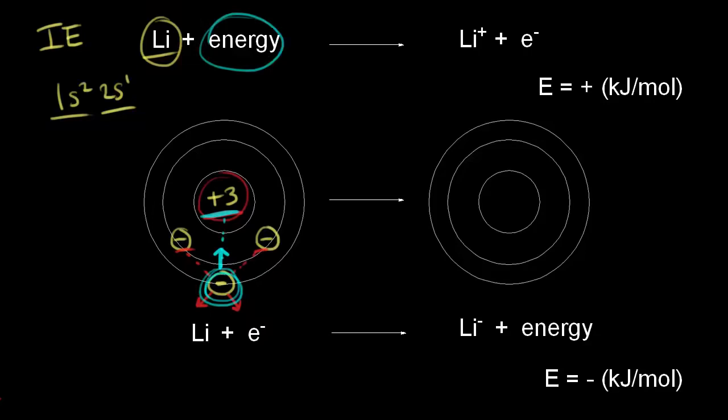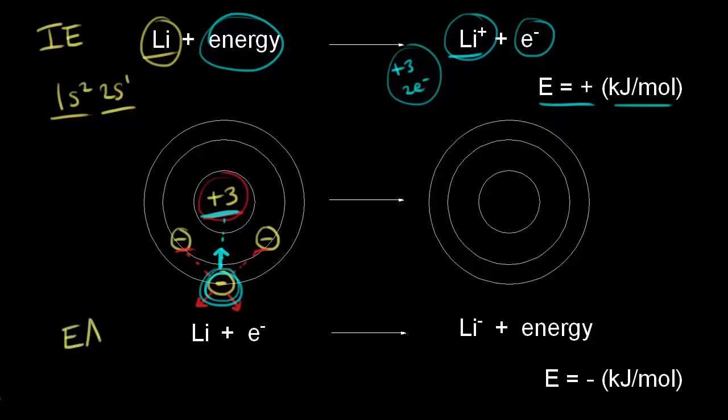So if we pull away that outermost electron, we lose our valence electron and we're left with a lithium ion with a positive 1 charge, because we still have 3 protons but only 2 electrons now, so overall a +1 charge. Since this ionization takes energy to rip away the electron, the ionization energy is positive and it's measured in kilojoules per mole. Let's compare that with electron affinity.